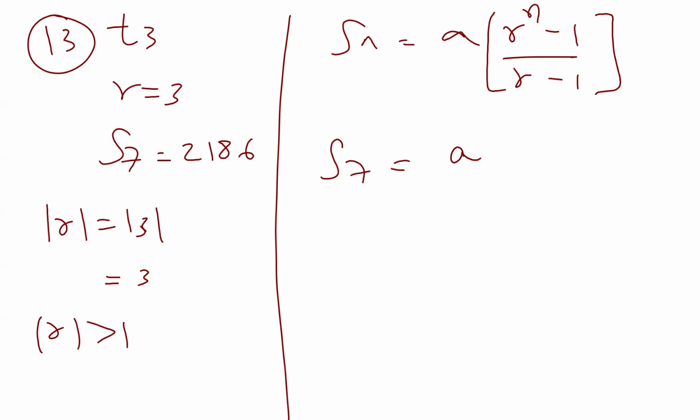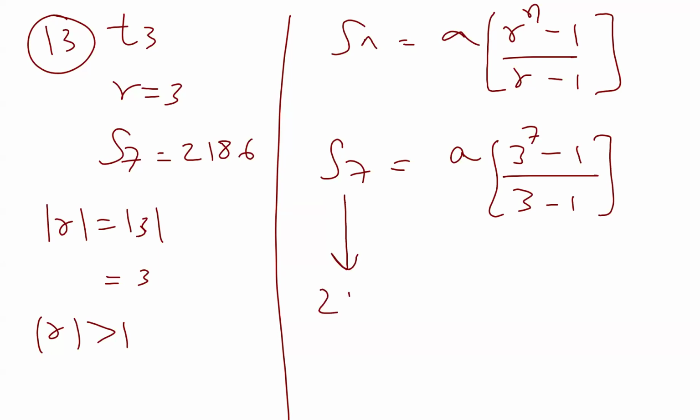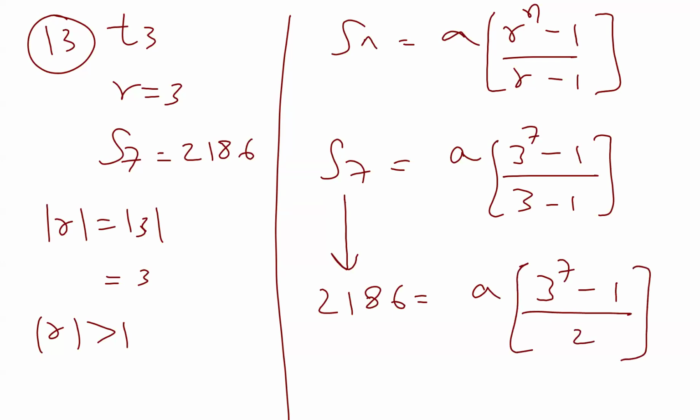Do we know the value of A? No. R is 3. So 3 raised to 7 minus 1 upon 3 minus 1. Sn is given, 2186, equal to A into 3 raised to 7 minus 1 upon 2. Okay, get the value of A. Someone please solve this and tell me the value of A.